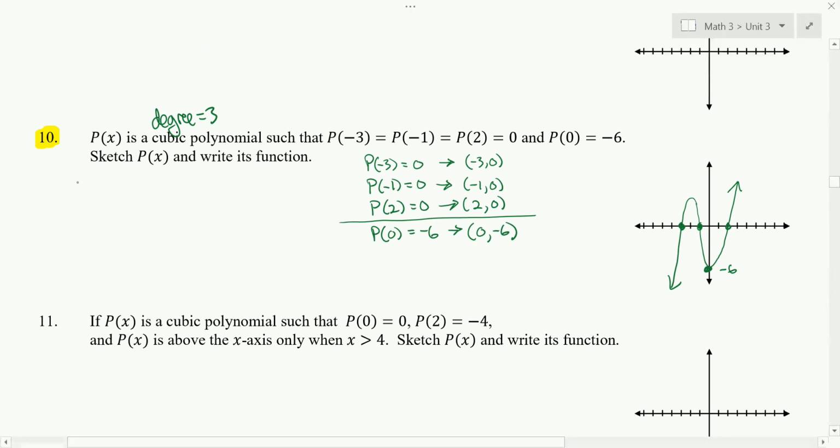So in writing this equation, we know it's y equals some number a times our first x-intercept is at -3, so we put x plus 3. Our second x-intercept at -1, so we put x plus 1. And our third x-intercept at 2, so we put x minus 2. And then we have a point. In this case, we'll use the y-intercept where x is 0 and y is negative 6, and plug those in for x and y. And solve for a.